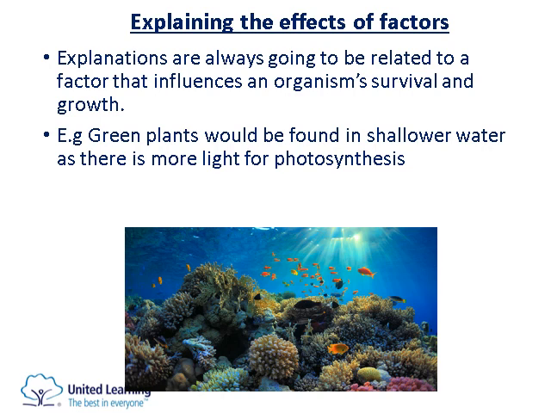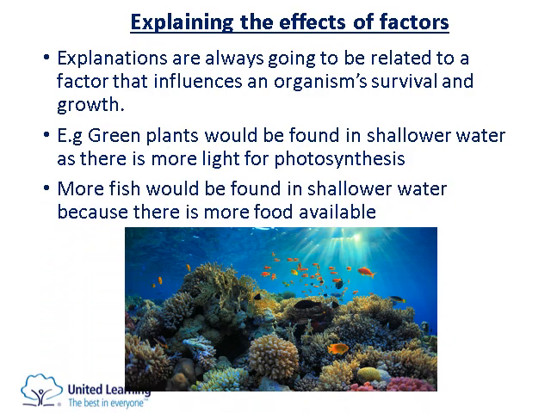You need to actively think about what impact that would have on the ecosystem. So for example, when I'm talking about the green plants having more light for photosynthesis, that's an abiotic factor, more fish would have more food. Please improve your answers using my model in terms of the level of detail that we're expecting for this task.